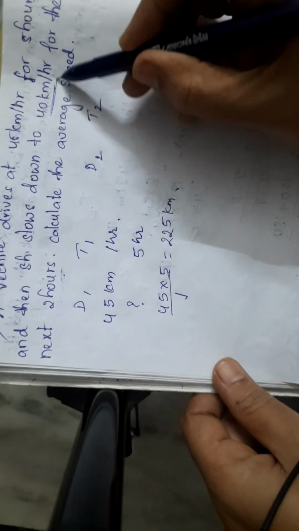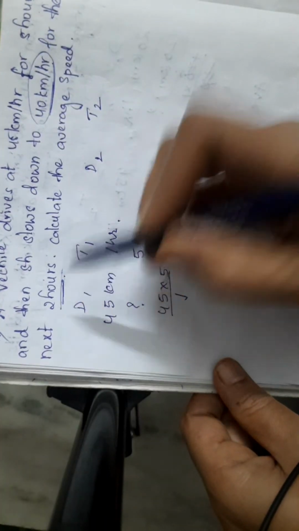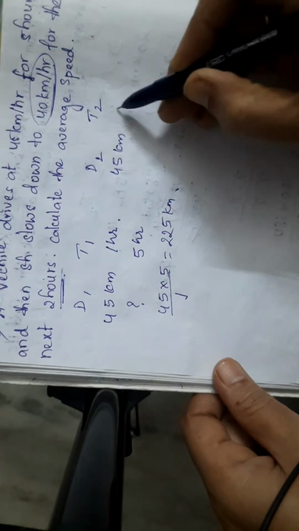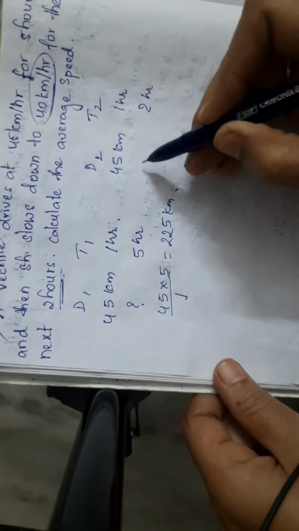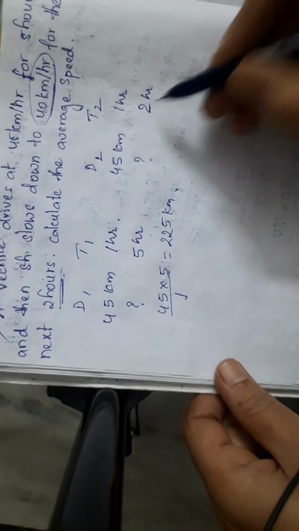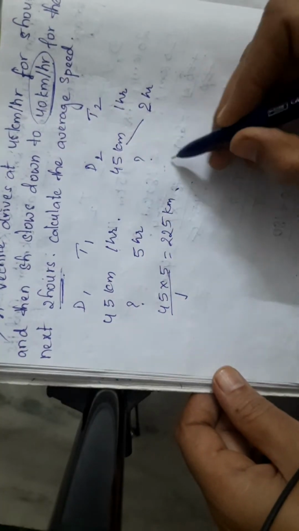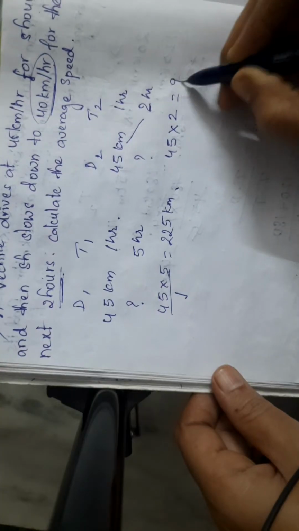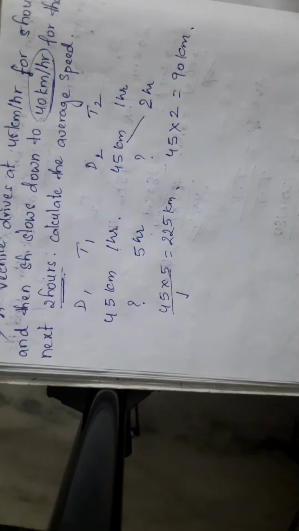For the second distance, it travels with 40 kilometer per hour for the next 2 hours. So 40 kilometer, it covers in 1 hour. Now in 2 hours, how much distance will it travel? So again cross multiplication. So 40 twos are 80. Thus it will cover 80 kilometer in the next 2 hours.